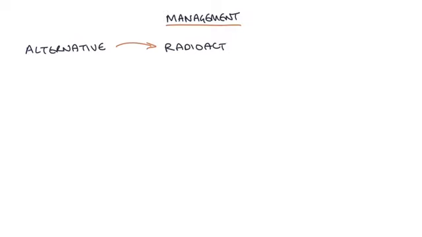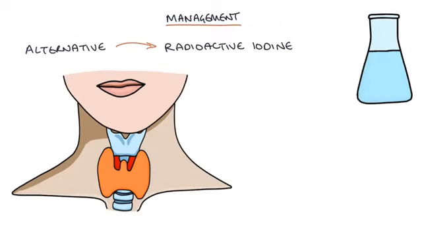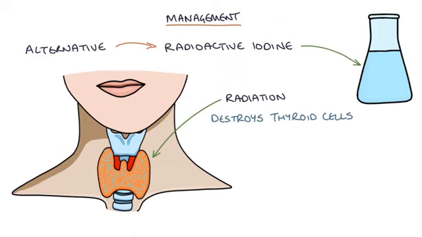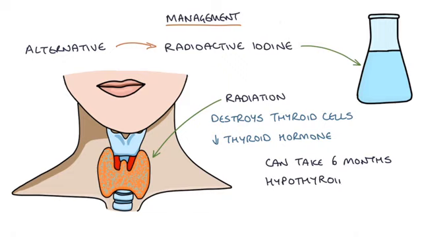Another option is radioactive iodine, and this involves taking a drink that contains a dose of radioactive iodine. This iodine then is taken up by the thyroid gland, and the radiation that's emitted into the local area destroys a portion of the thyroid cells. And this reduction in functioning of the thyroid cells decreases the amount of thyroid hormone that's produced, and so you have remission from the hypothyroidism.